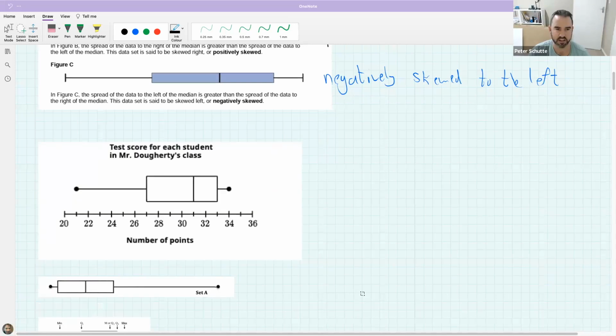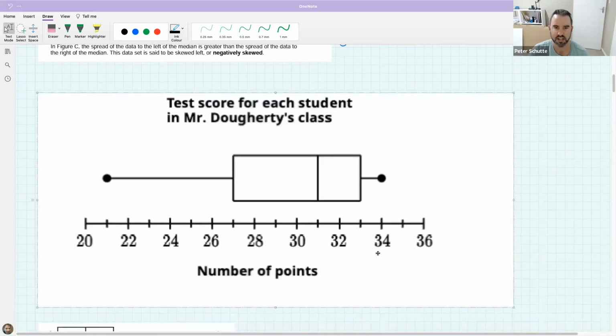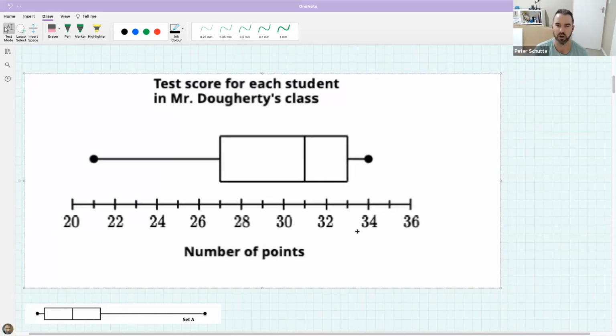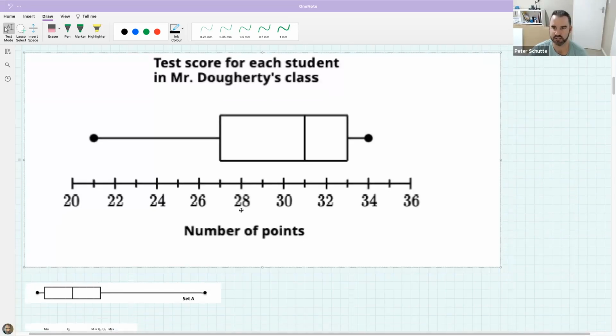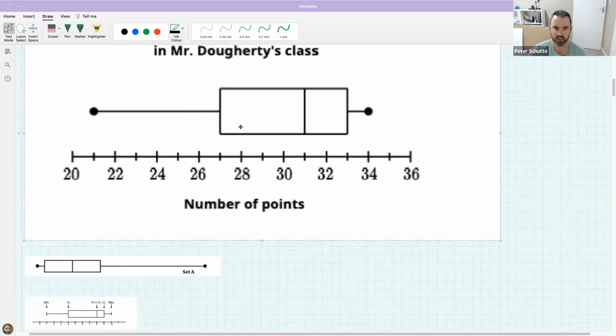And this is of a class, and it is the number of points that they maybe got on a test. Tell me, is this box and whisker plot skewed to the left or skewed to the right? Or is it positively or negatively skewed? Another way of saying it. Okay, so this is negatively skewed or skewed to the left. Fantastic. Okay, you guys have got that one.